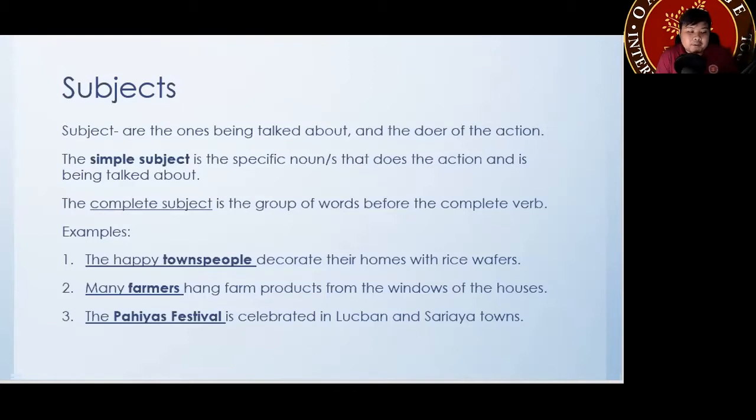Now, you might be wondering, in your books, the underlined simple subject there is just festival. No, because it is a proper noun, and Pahiyas is part of the noun. So Pahiyas festival, that is your simple subject. Now, if you notice number one and number two, these are the doers of the action, and they're also the ones being talked about. In number three, the Pahiyas festival, it's not doing anything, but it's the one being talked about. Therefore, these are all your subjects. Okay, that's the first one.